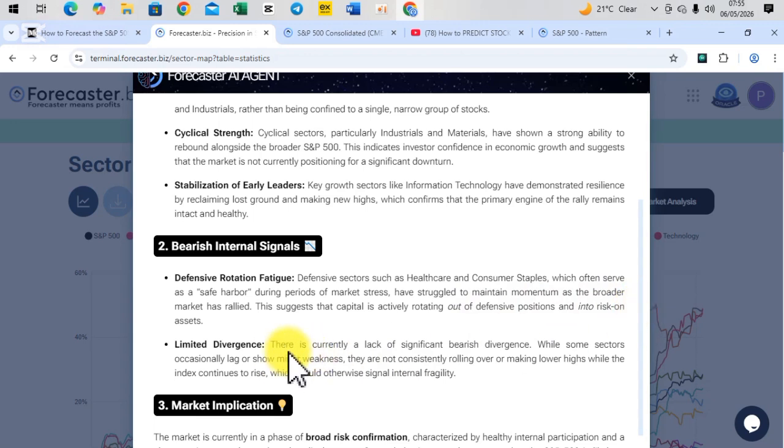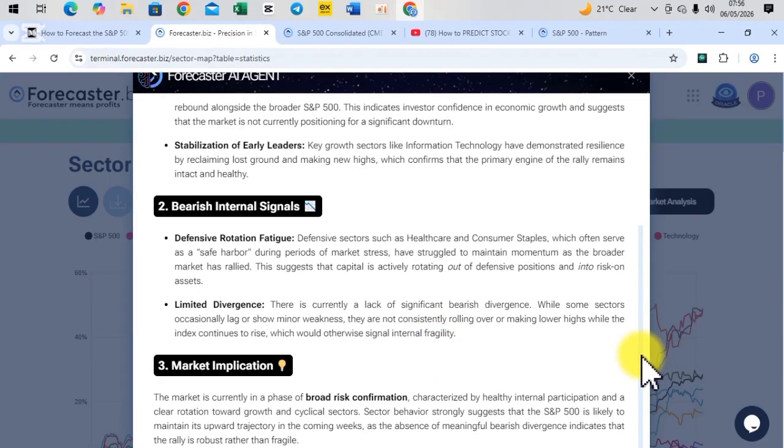Limited divergence. There is currently a lack of significant bearish divergence. Yes, we saw that there is currently no divergence, while some sectors occasionally lag or show minor weakness. They are not consistently rolling over or making lower highs while the index continues to rise, which would otherwise signal internal fragility. So the market implication, or the conclusion, is that the market is currently in a phase of broad risk confirmation.